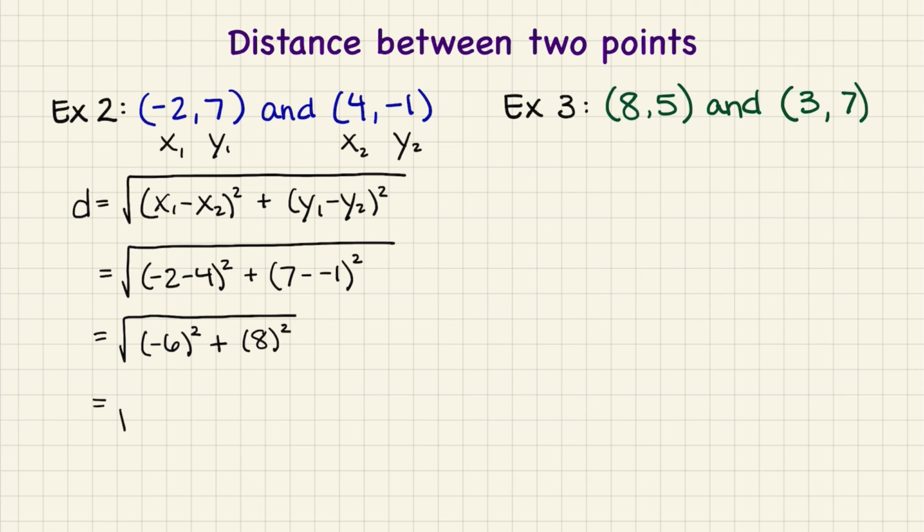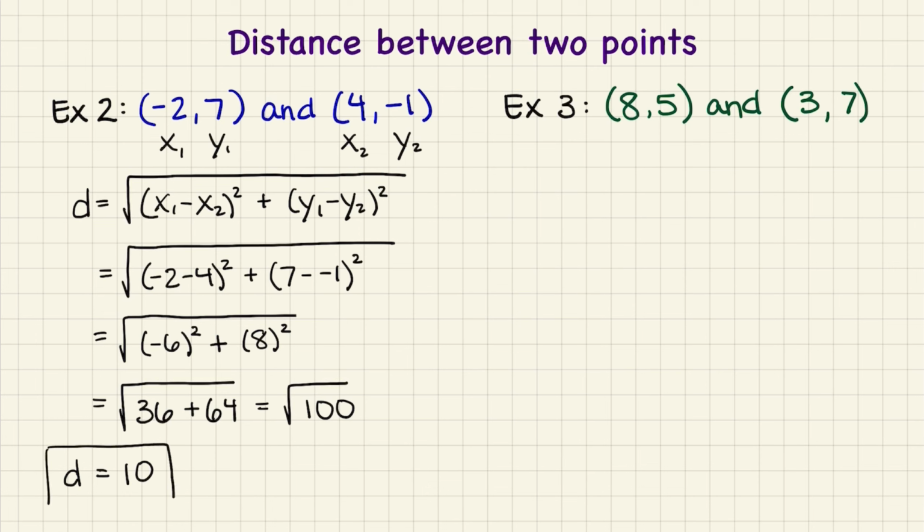So that equals the square root of negative 6 squared is 36. 8 squared is 64. So 36 plus 64, which equals the square root of 100. And the square root of 100 is 10. So our distance is 10 units. Now let's look at example 3.